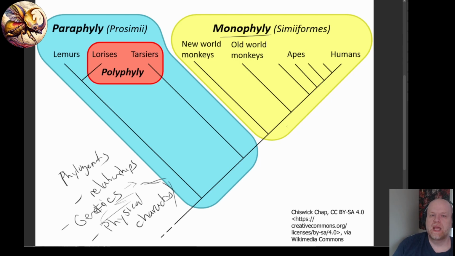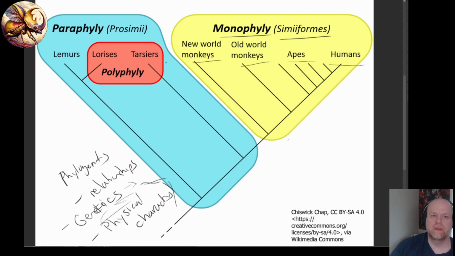Monophyly is when everything within a group, a named group, or within a branch of a phylogenetic tree, all falls within the same name, or the name encompasses everything in the group, would be a better way of saying it. So like Simiformes are all of the monkeys and all of the apes. So that includes the New World monkeys, the Old World monkeys, the apes, and the humans.